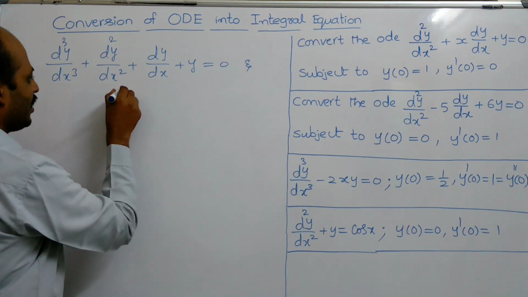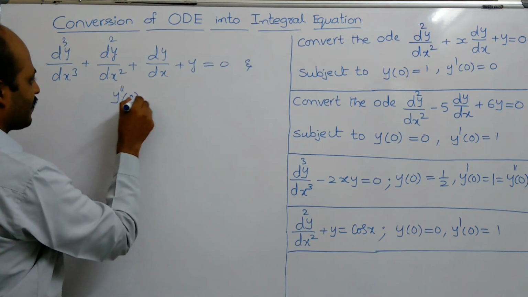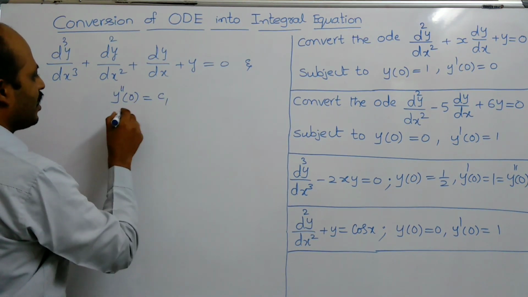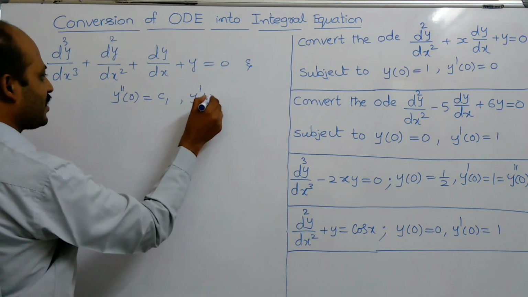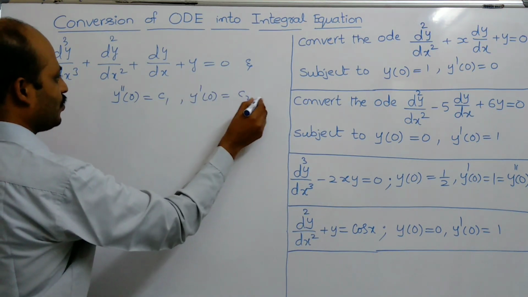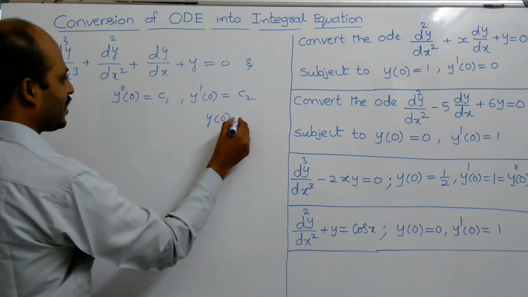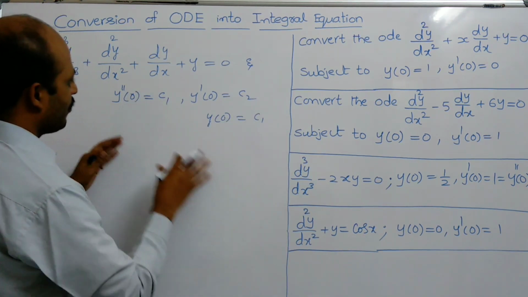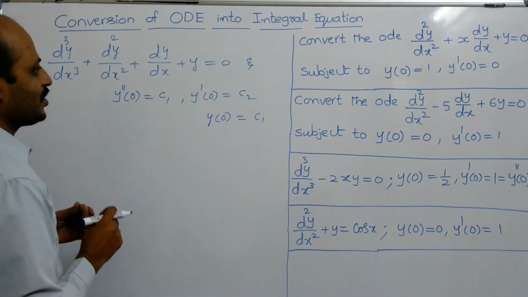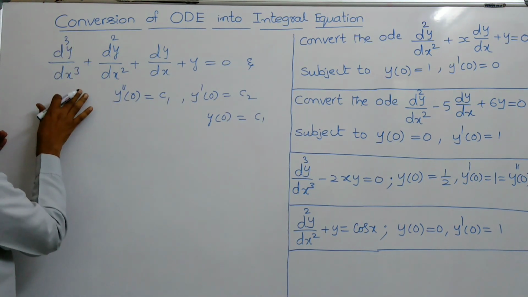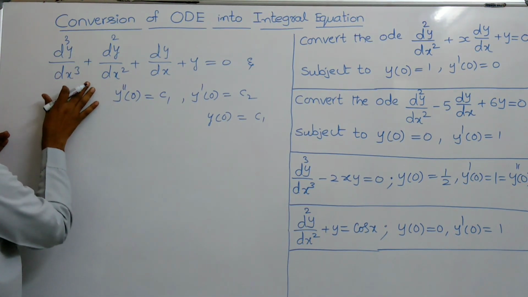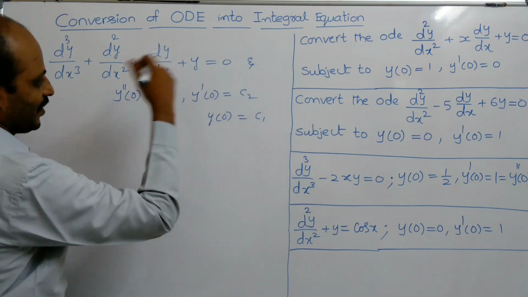y double dash of 0 is equal to C1, y dash of 0 is equal to C2, and y of 0 is equal to C3. By using these 3 boundary conditions, you can convert this differential equation into an integral equation.